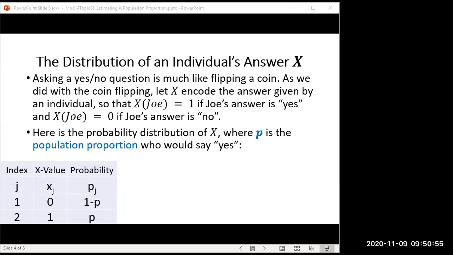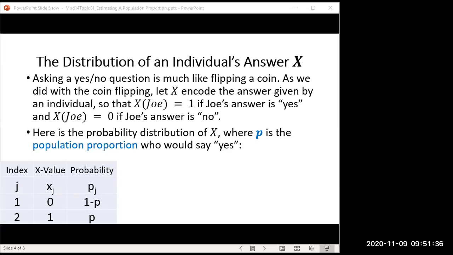And then we have the probabilities that go with each of these. P is the proportion or percentage of the population who would say yes. So P is the probability that a randomly selected individual will say yes if all the individuals were equally likely to be selected. So when you do your sampling, all the individuals have to be equally likely to be selected. And then if P is the proportion who say yes, 1 minus P is the proportion who say no.